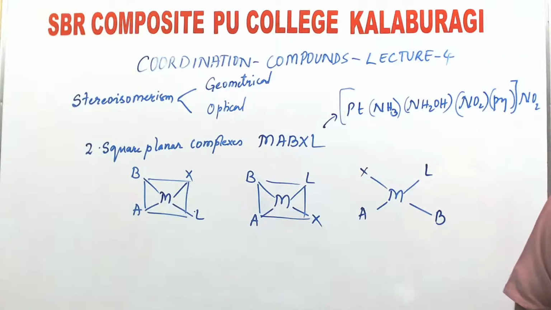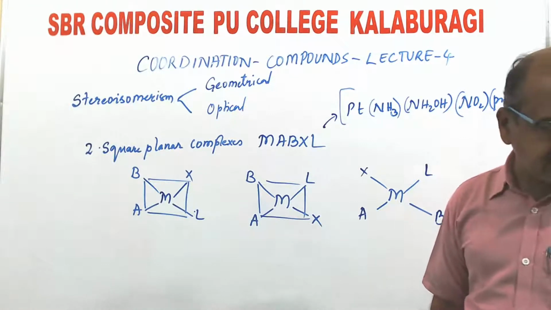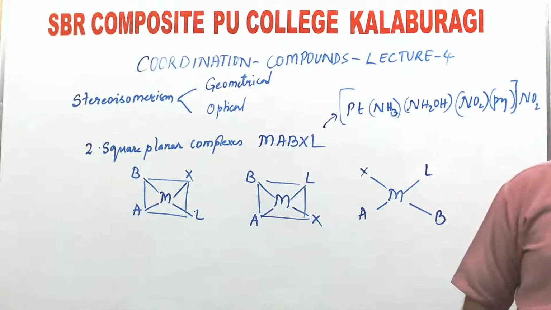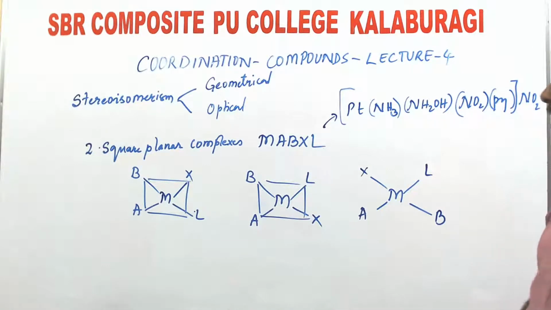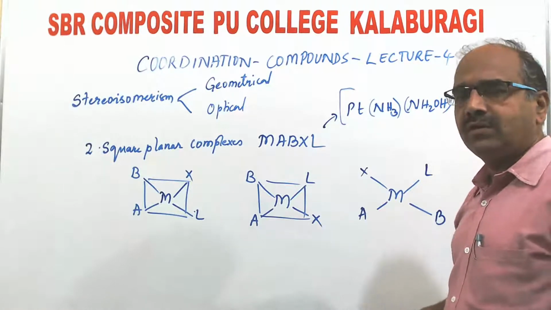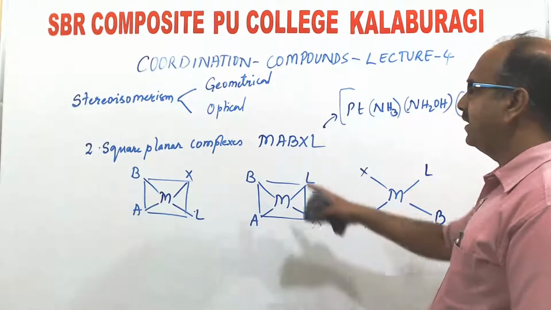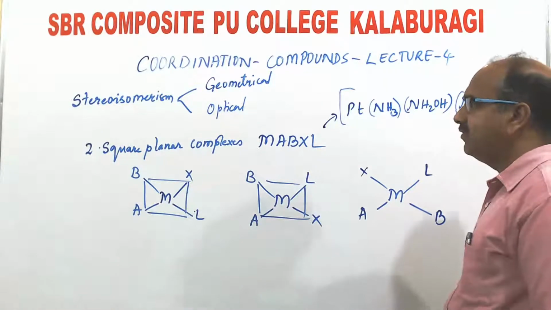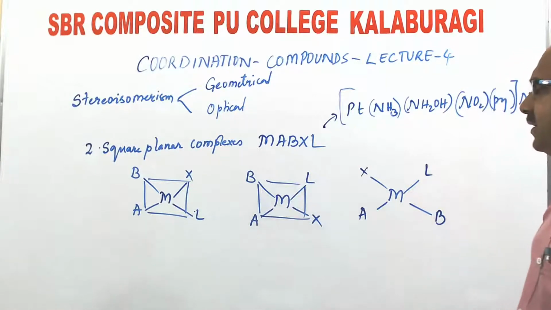Okay, then next, coming to the square planar complex of the type MXL2. X and L both are two times, they will be both bidentate or bidentate ligands. Here ABXL, all the four are going to be unidentate ligands.